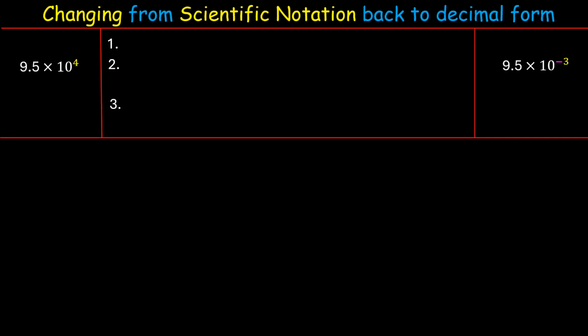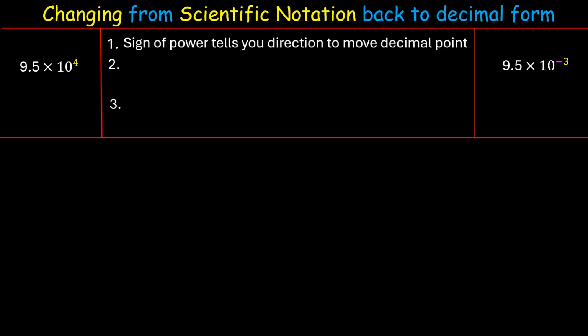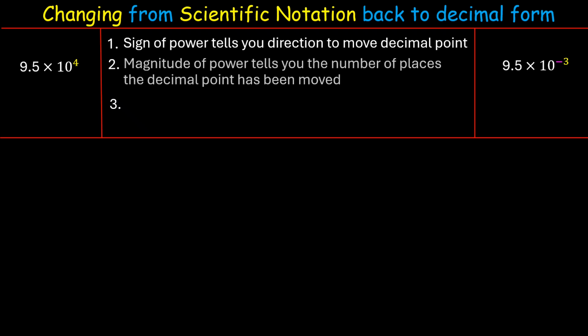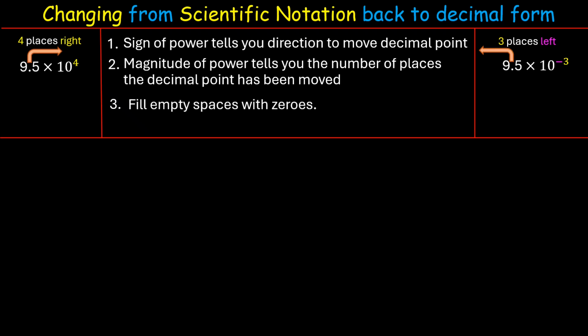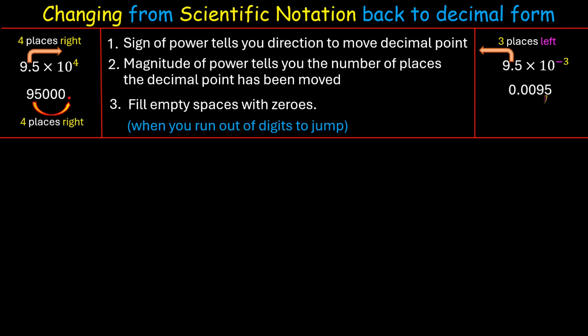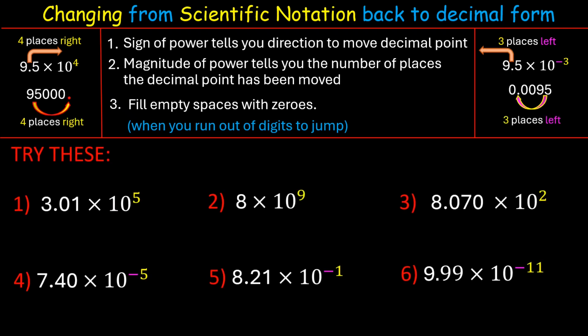Now let's see how we can change numbers presented in scientific notation back into decimal form. Naturally, we need to do the process in reverse, putting the zeros back in place as we go. For positive powers of 10, as we saw earlier in the video, the power tells us how many places right to move the decimal point, and negative powers mean move it left. In both cases, if we run out of digits to jump, we fill in with zeros. Pause again if you'd like to try these examples on your own.